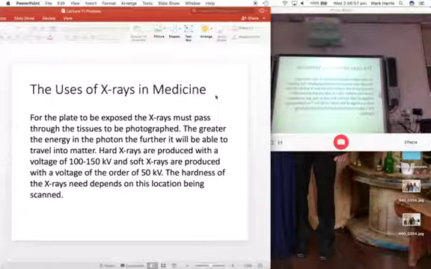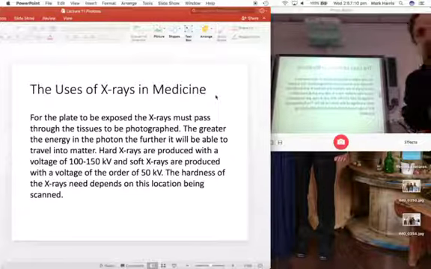The greater the energy of the photons, the further it's able to travel through matter. Hard X-rays are produced with a voltage of 100 to 150 kilovolts, and soft X-rays are produced with a voltage in the order of 50 kilovolts. And we use different hardness of X-rays depending on what we're scanning.